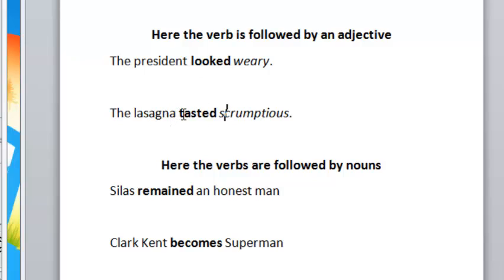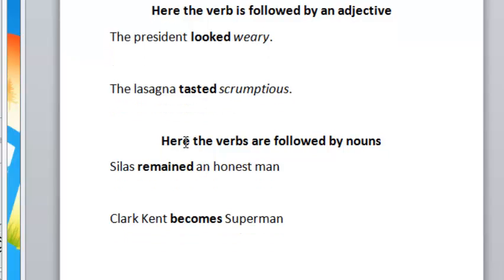The lasagna tasted scrumptious. Again, we replace the word tasted with is. The lasagna is scrumptious. That sentence still makes sense. Scrumptious is describing lasagna, so tasted in this case would be a linking verb.